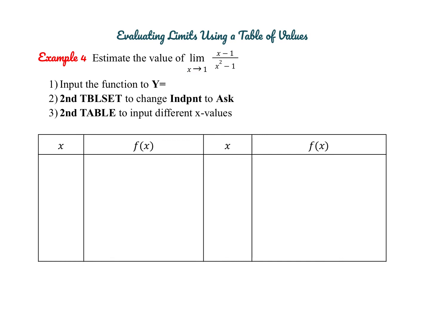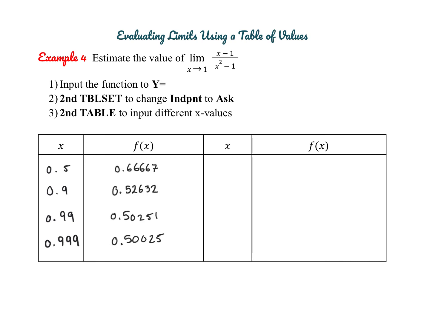So let's get closer and closer. Let's try 0.5, and then we could try 0.9, and let's try 0.99, and let's even try 0.999 and see what we get. So here are the values that I got from my graphing calculator. Again, these are values as x approaches 1 from the left, so I'm getting really close to 1.